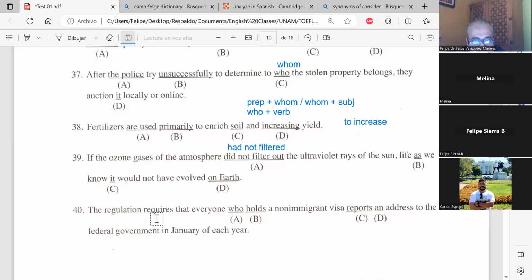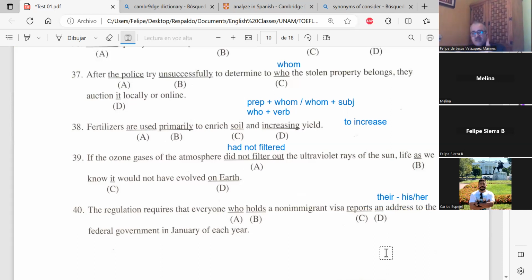The regulation requires that everyone who calls and reports an address. Okay, how many addresses do you have? Only one. So you cannot report an address because they would be accepting that you have more than one. So they report their address. Modern English, but TOEFL is old English exam, so we have to say she's a therapist.